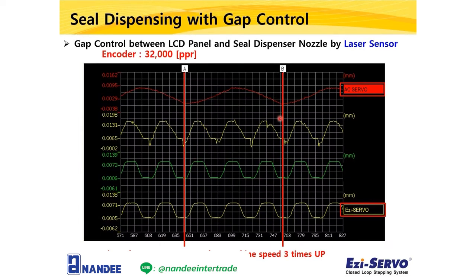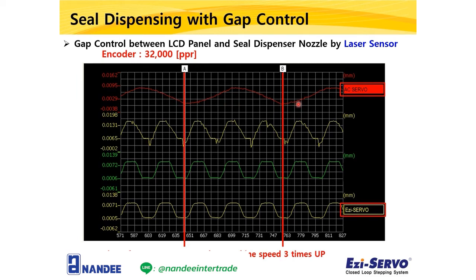The graph you see is the measurement of the response of the AC servo and the Easy Servo when they go up and down by 10 microns under the same conditions. As before, the nozzle was not gap controlled by following the distance from the color filter, but this time it only went 10 microns up and down in a fixed position to see the difference in response between the servos. If you look at the graph, the red graph is AC servo.